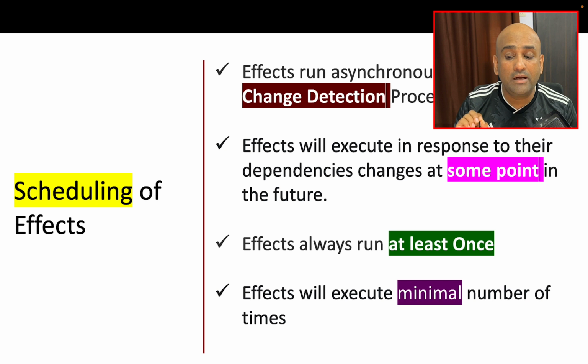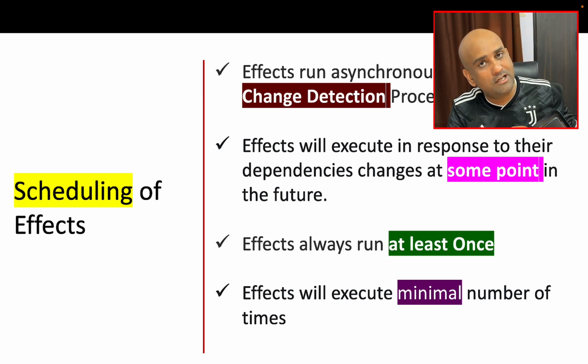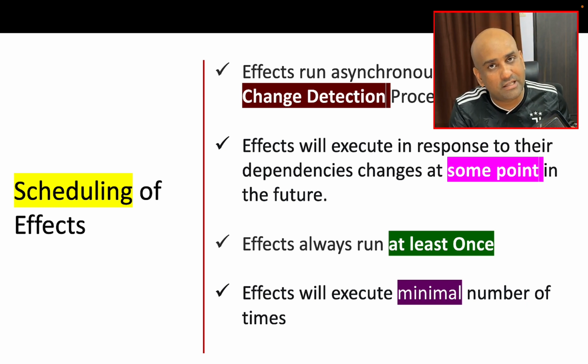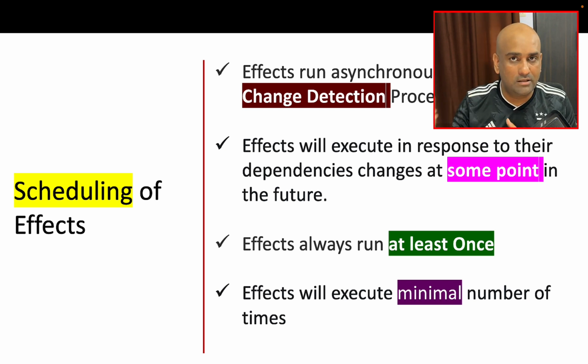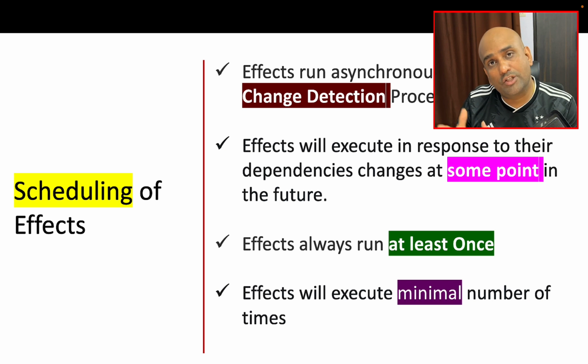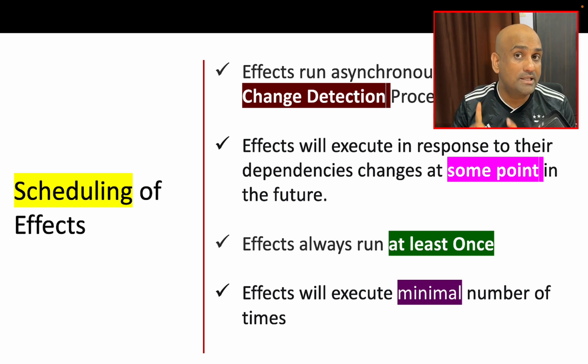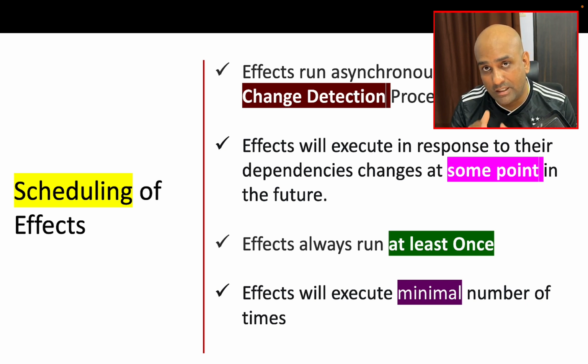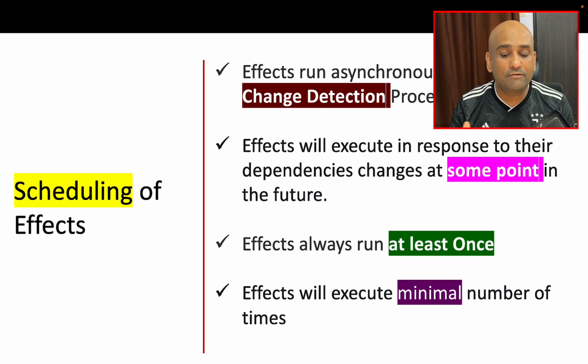Effects will execute in response to their dependency changes at some point in the future. So it's not that as soon as a signal changes, the effect runs. Effects are guaranteed to run at least once, sometime in the future. Right now it is tied with the change detection process. An effect always runs at least once, and effects will execute a minimal number of times. So the guarantee is that it is going to execute a minimal number of times. So these are the 4 points you should keep in mind about the scheduling of effects.